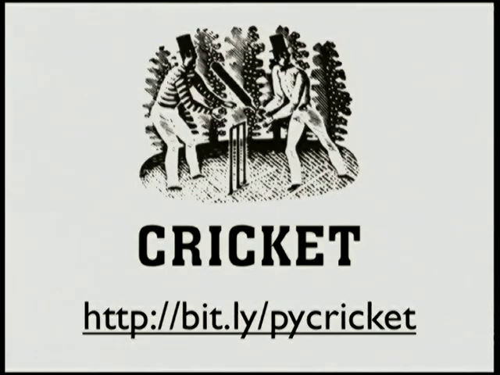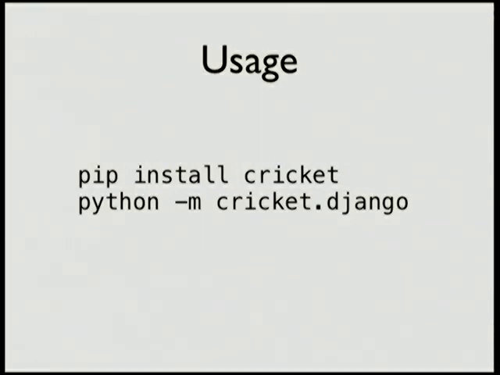So I'd like to introduce Cricket. Cricket is a graphical tool to help you run test suites. It's called Cricket. Why is it called Cricket? Well, because test cricket is a very long game and you need all the help you can to make it bearable. How do you install it? Well, you open up your virtual environment, you say pip install cricket, and then you say python -m cricket.django, and it will run your Django unit test suite.